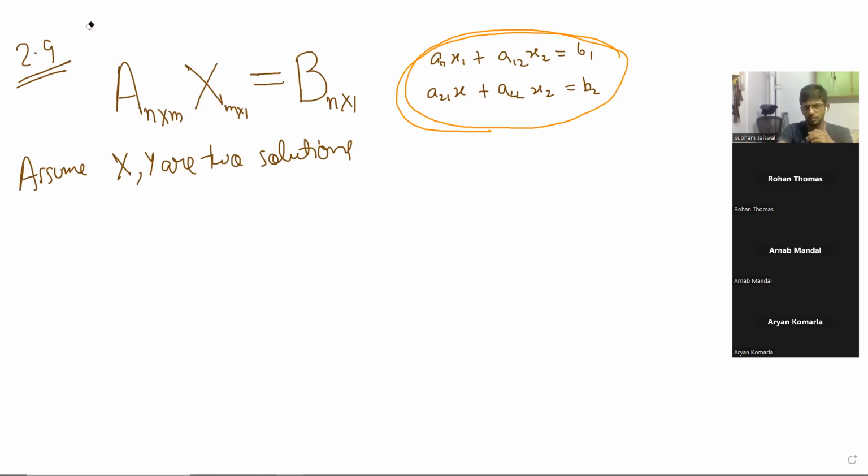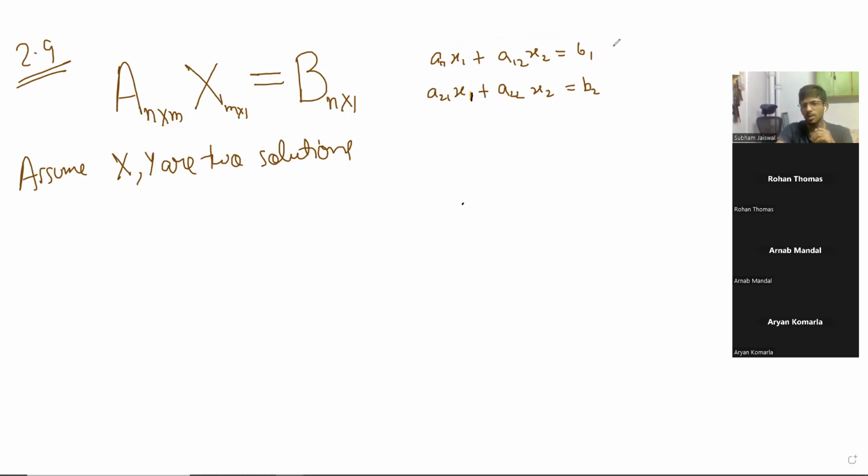For infinitely many solutions, I guess that would be A11 by A21 equal to A12 by A22 equal to B1 by B2. Something like that. So you're using some condition, right, correct. There was some condition, but basically you can just use this same thing.